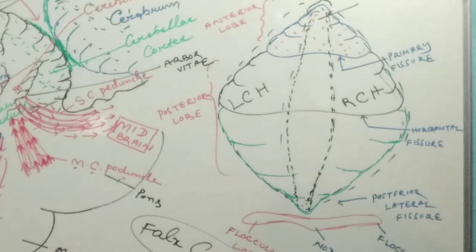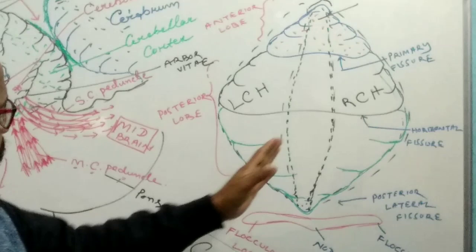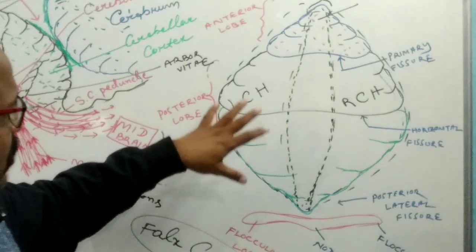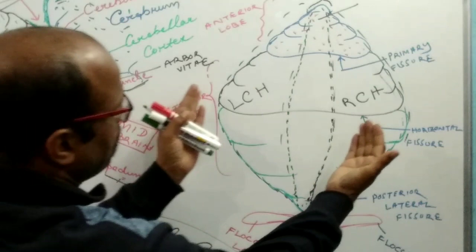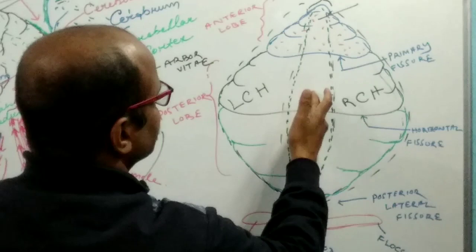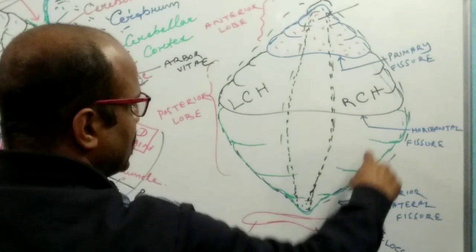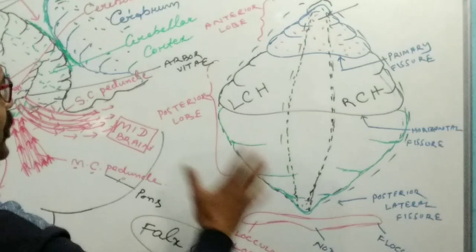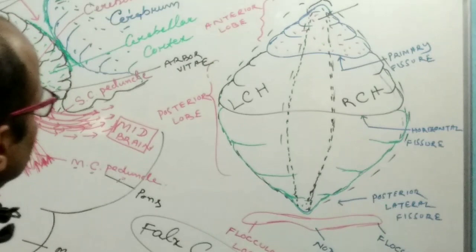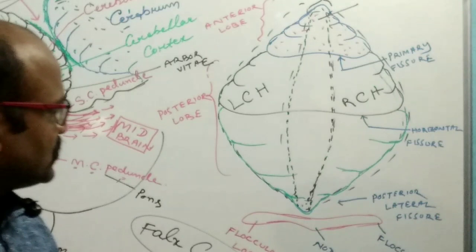Because of the presence of different grooves, the cerebellum is divided into different lobes. The sagittal groove, known as the falx cerebelli, divides the cerebellum into the right and left hemispheres, both connected to each other by the central axis, known as the vermis. The vermis is an extension of the gray matter. And because of the primary and posterolateral fissures, the cerebellum is divided into three lobes: the anterior, posterior, and flocculonodular lobes. The anterior and posterior lobes control the subconscious movement of the skeletal muscles.